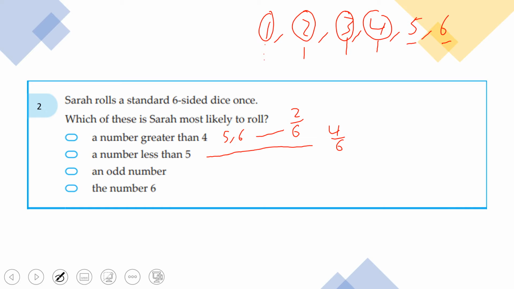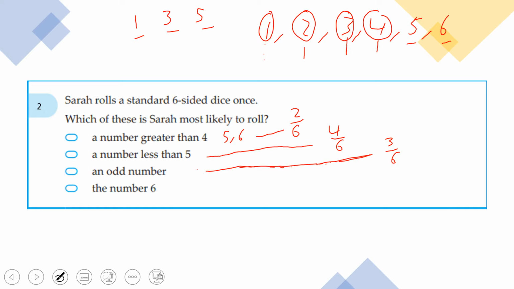Next, it's saying an odd number. What are our odd numbers? Obviously, they're not our even numbers, so they're ones that we can't divide by 2 evenly. That's 1, 3, and 5, which is 3 different numbers. Out of the 6 different numbers that a regular 6-sided die could be rolled to, 3 of those options fulfill the criteria. So over here, we'll put in 3 out of 6.